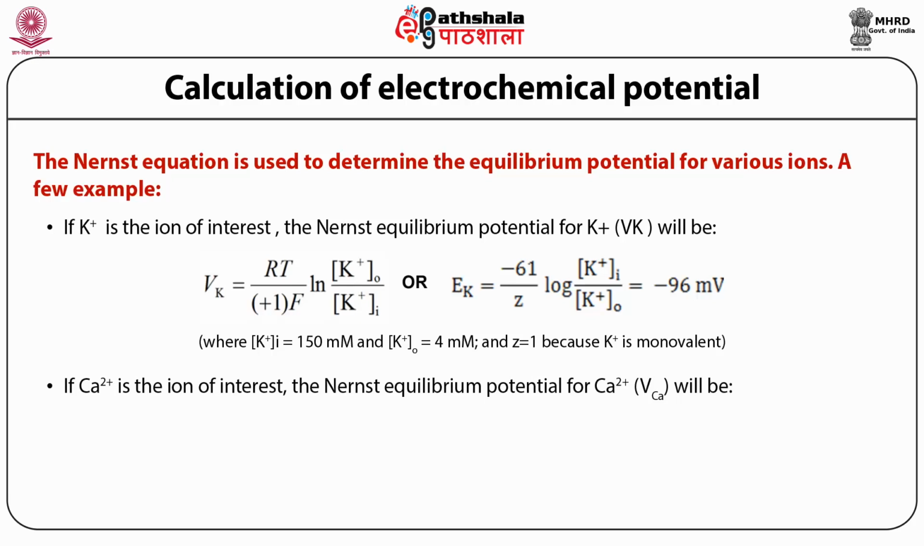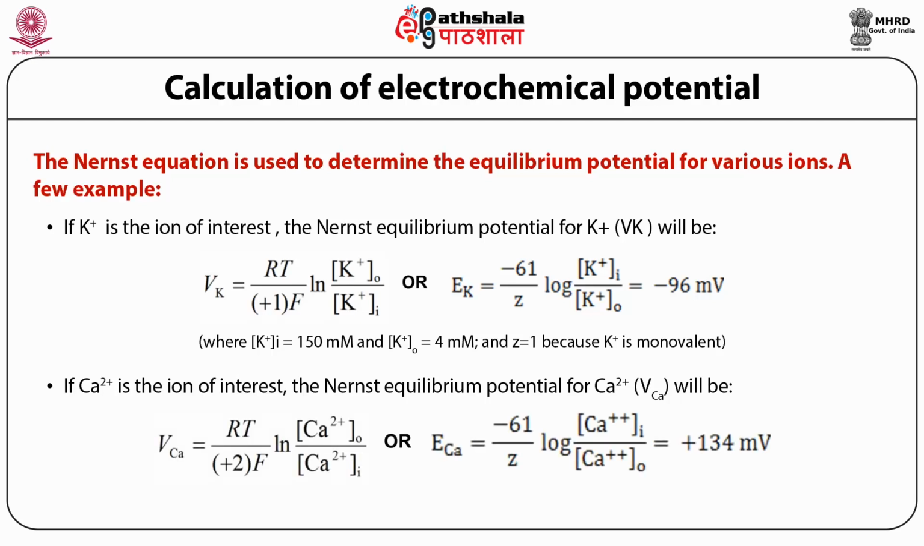If the ion of interest is divalent, such as calcium, the Nernst equilibrium potential for calcium, or VCa, will be VCa equals RT by 2F, where plus 2 is for the valency because it is divalent, ln concentration of calcium outside divided by concentration of calcium inside, where the concentration of intracellular calcium is about 0.000301 millimolar and concentration of calcium outside is about 2.5 millimolar and Z is 2.